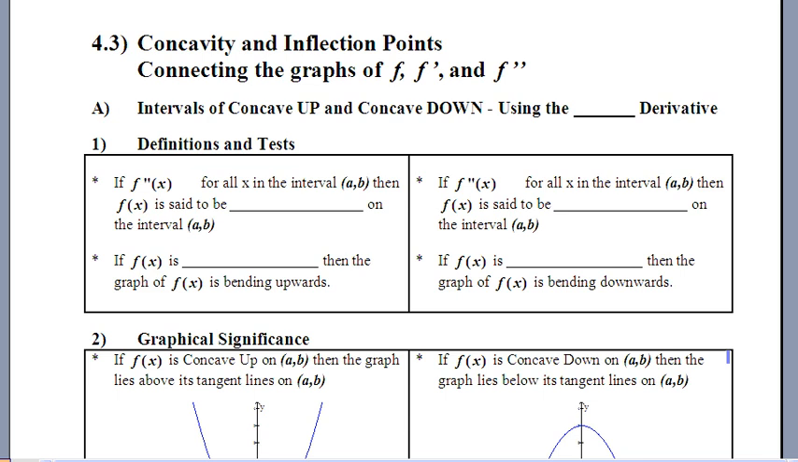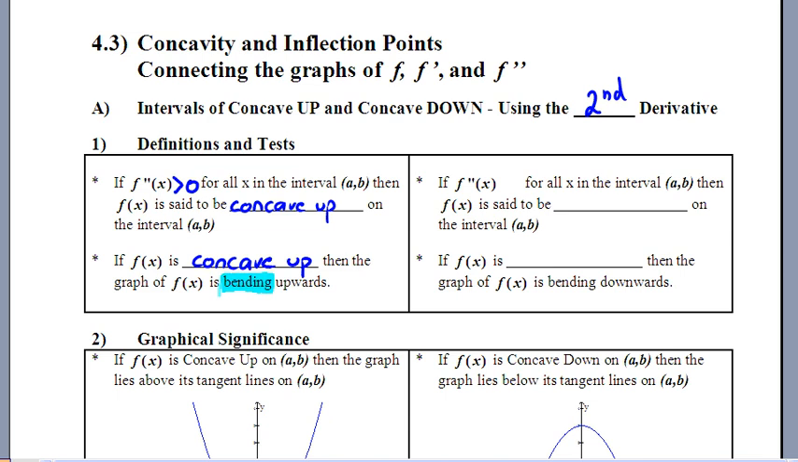Part A starts talking about intervals of concave up and concave down, and this is all about using the second derivative. So if you take a look at your second derivative, just looking at this definitions box here, and if the second derivative is positive, if it's greater than 0 for a whole section of the number line, for a whole interval of x, then we would say that the original function is then concave up on that section. And if your graph is concave up, because that second derivative is positive, then what you're going to notice is that the graph is actually bending in the upwards direction.